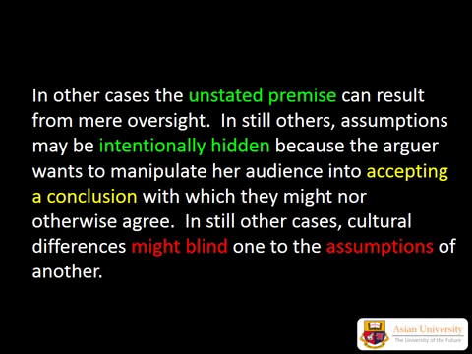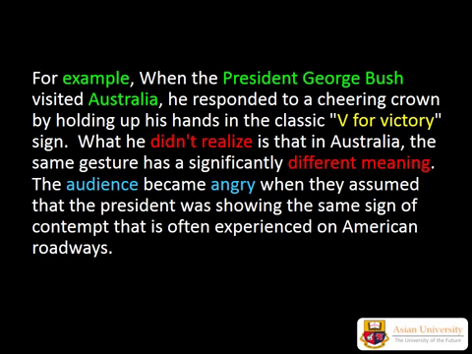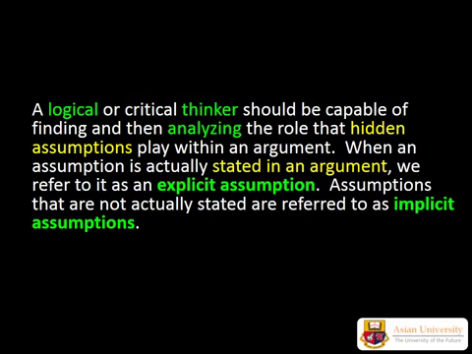For example, when President George Bush visited Australia, he responded to a cheering crowd by holding up his hands in the classic "V for Victory" sign. What he didn't realize is that in Australia, the same gesture has a significantly different meaning. The audience became angry when they assumed that the president was showing the same sign of contempt that is often experienced on American roadways. A logical or critical thinker should be capable of finding and then analyzing the role that hidden assumptions play within an argument.